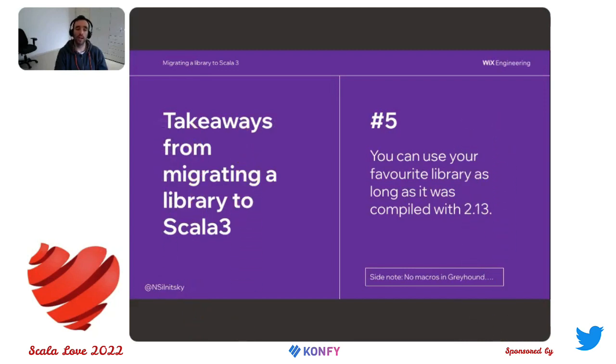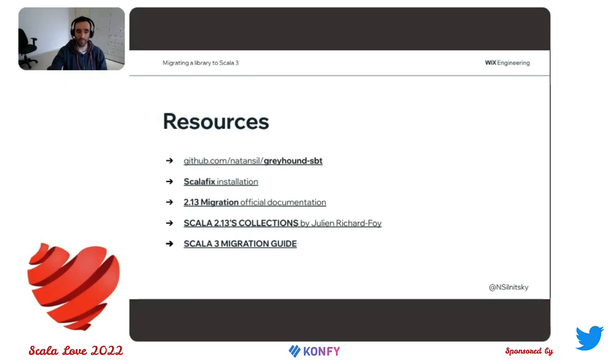And I don't have any takeaway about macros because there are no macros found directly in Greyhound code, but I'm sure that this area is one of the bigger pain points of migrations if you do have them, because macro syntax has completely changed with Scala 3. But other than that, I think it was really encouraging to see all of the tooling found, especially for migration from 2.13 to Scala 3.